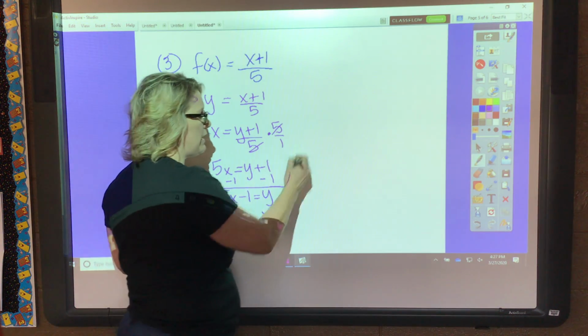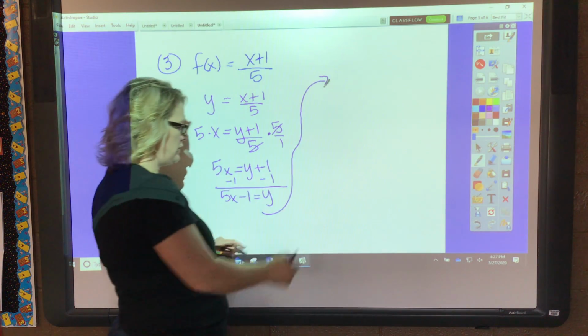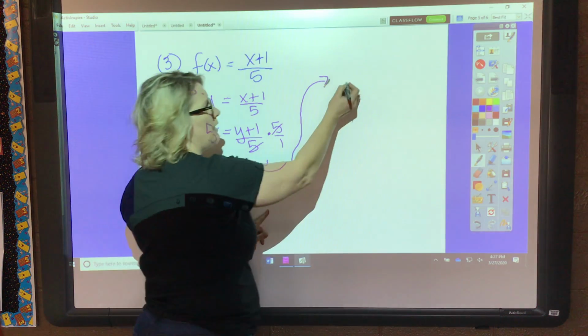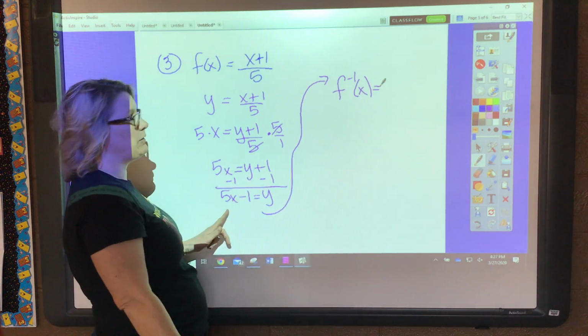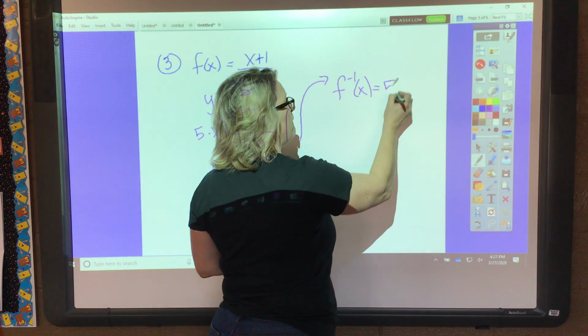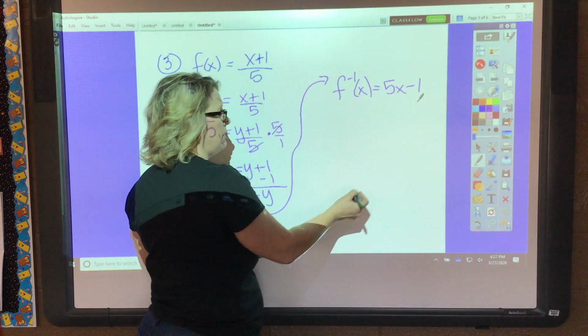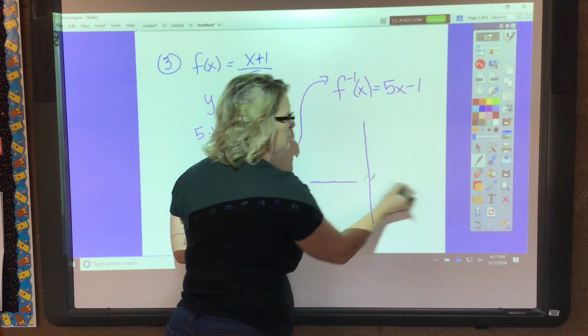And we want to write it so that it's in function notation. So instead of y, I'm going to use the inverse of f of x. And I'm going to write down 5x minus 1. Okay, as we come and we graph this.